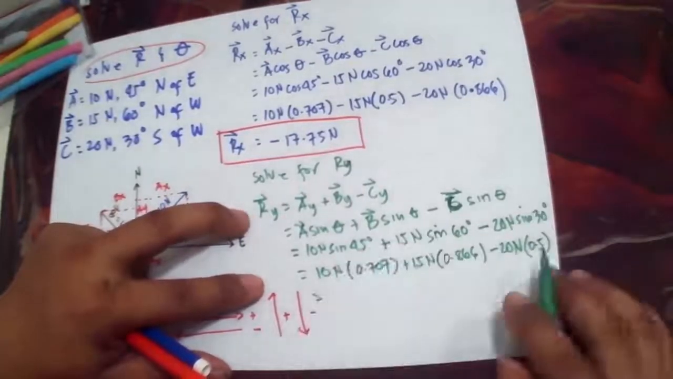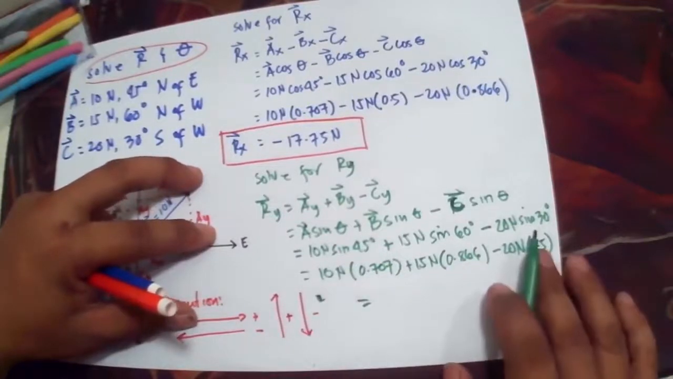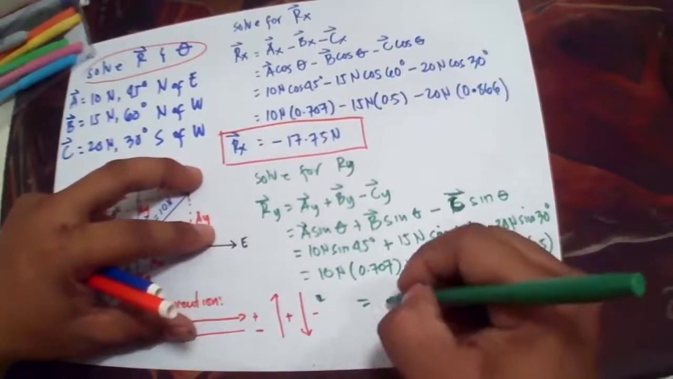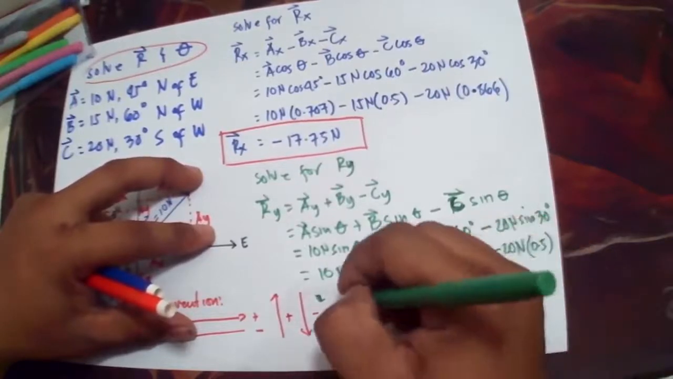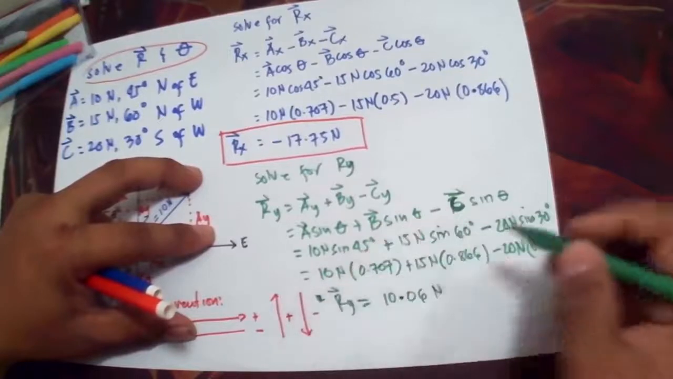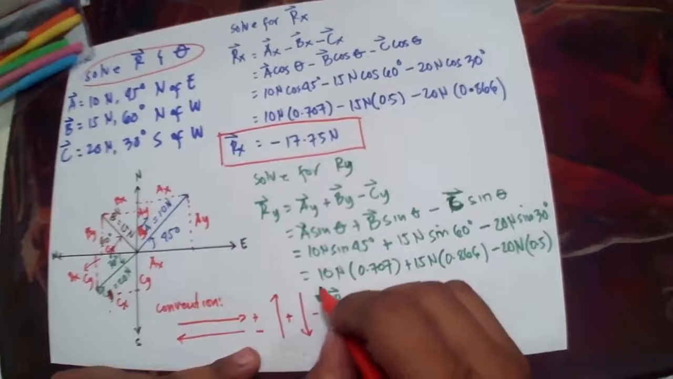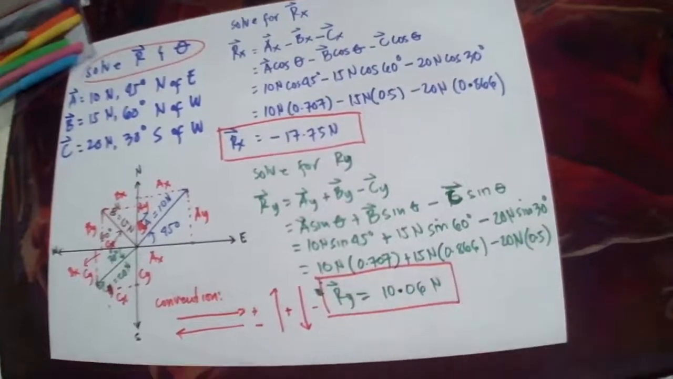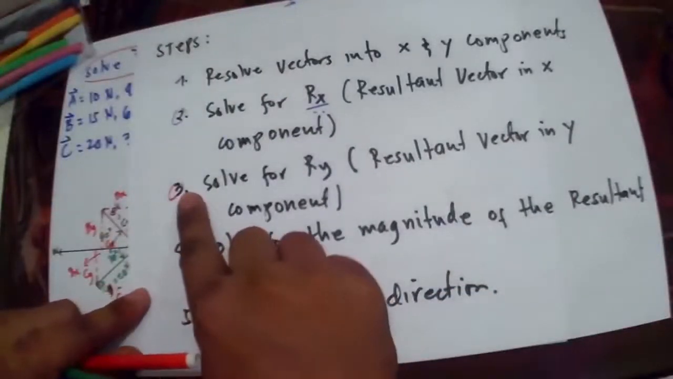Okay, do the mathematics of this one. So the answer is, based on my computation, 10.06 newtons. You can recheck this one in your calculator, class, so that we can evaluate if this is correct. So now the r sub y here is 10.06 newtons. So this will be my r sub y. So we already did step number 3 here.